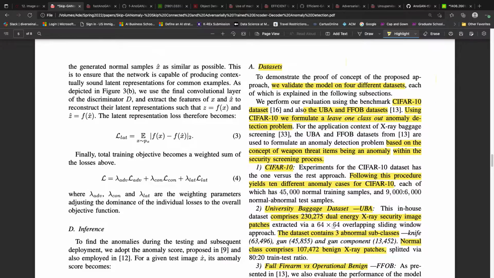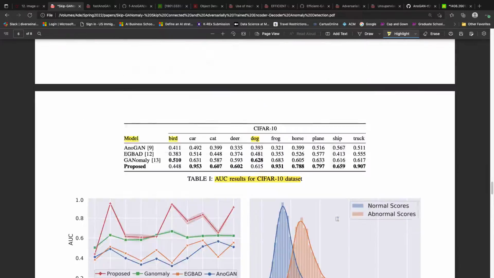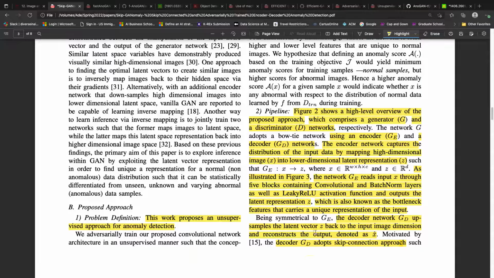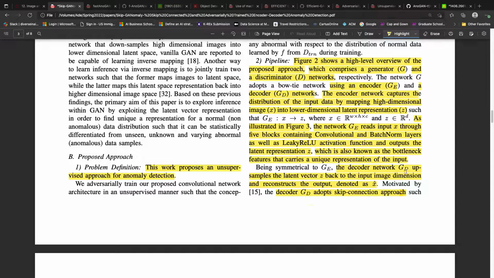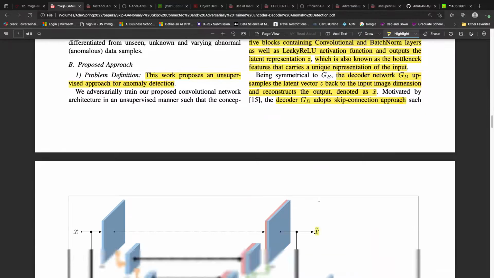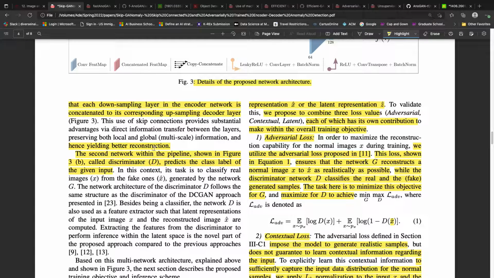Now let's see the architecture, how they describe it quickly. So they talked about the architecture here in this pipeline. So that's what they refer to as the G subscript D. That's the decoder, which, like I said earlier, upsamples the latent vector Z back into the input image and reconstructs that, and they tag that X bar. So they adopt the skip connection approach, as I said, and the skip connection helps to yield a better reconstruction.